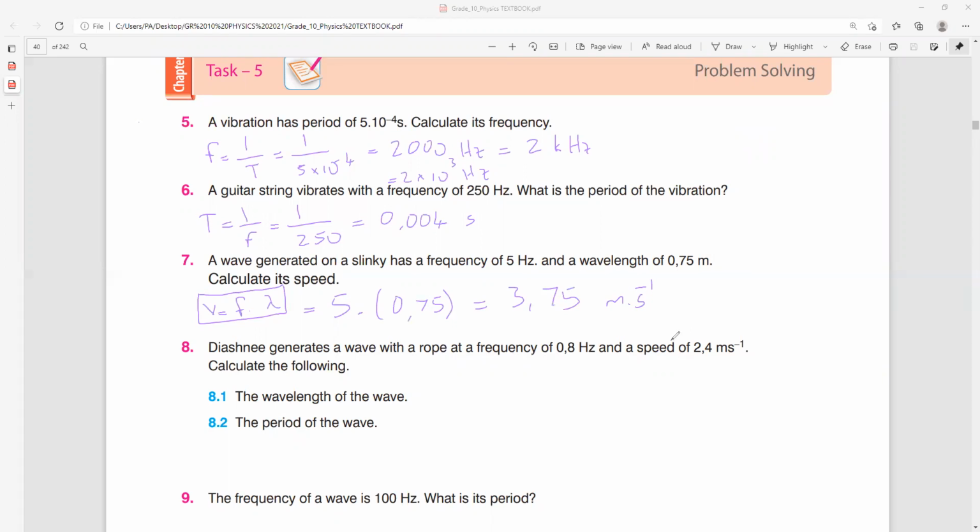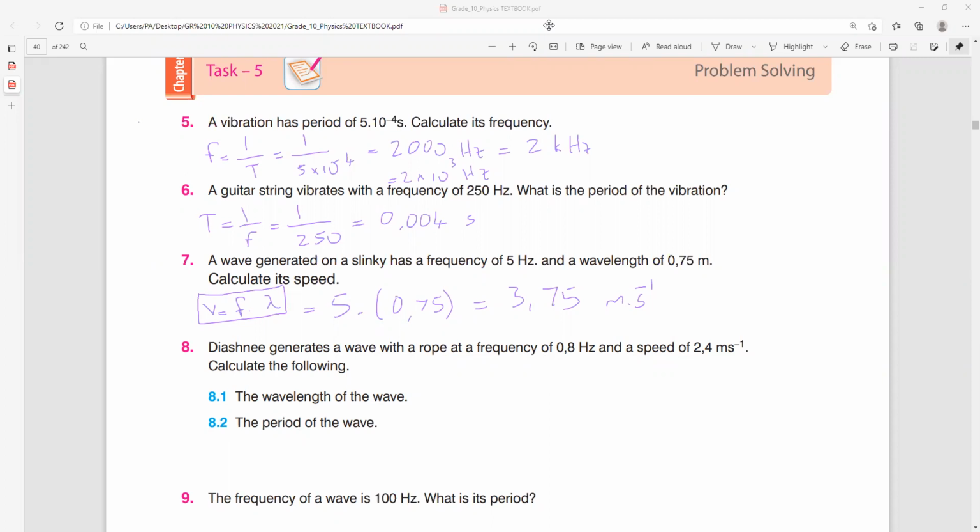Next question. Now frequency is given, speed is given. Using this formula, people, calculate wavelength. Using this formula to calculate period, please try 8.1, 8.2. Frequency is 0.8, speed is 2.4, and then you are calculating wavelength and period. Please try. We are waiting for your answer.